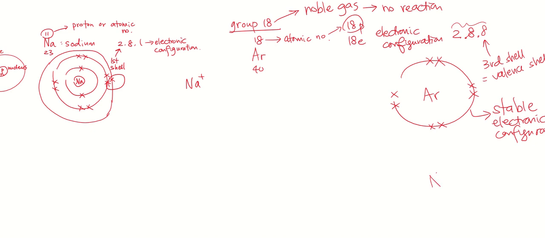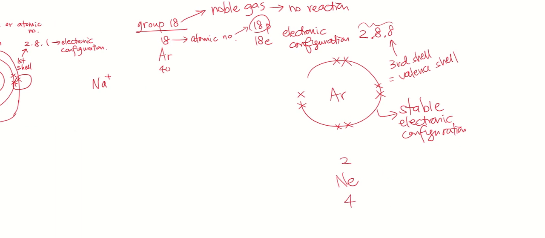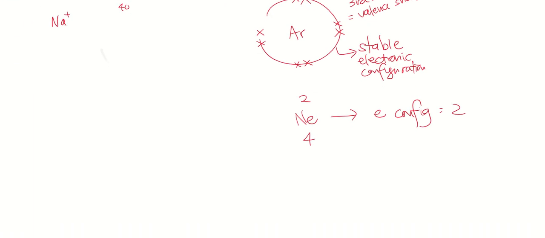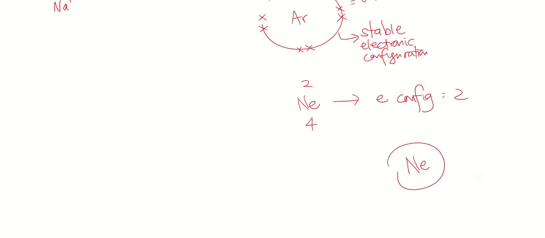We have neon. Neon, give me the number? 2, 4, right? So what is the electronic configuration? Electronic configuration is just 2. Then if we draw, is neon stable? Oh, sorry, that is helium, 2 and 4.